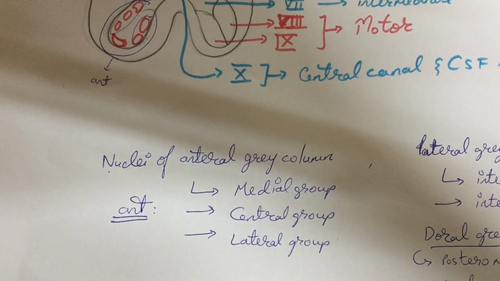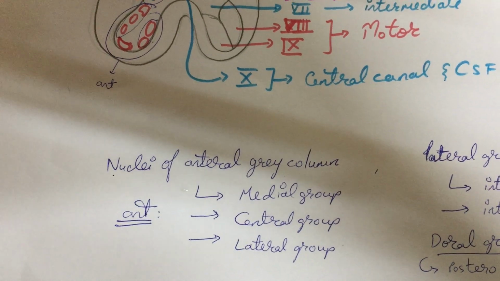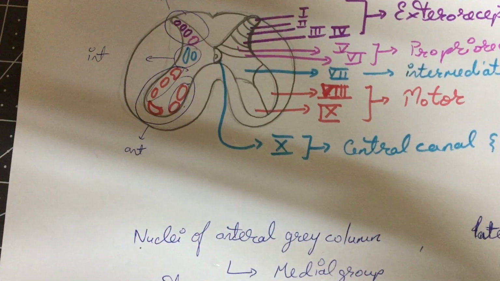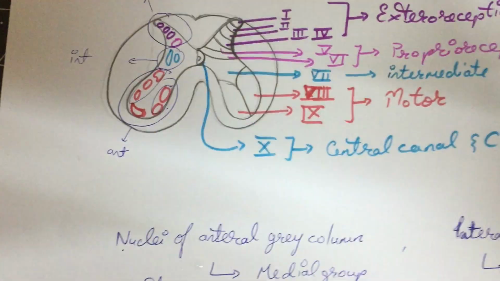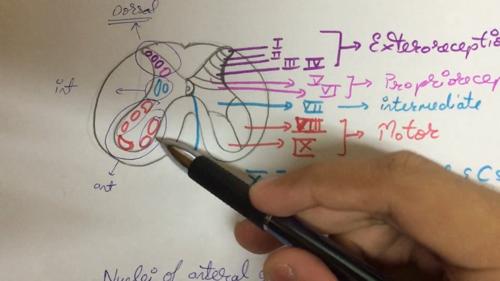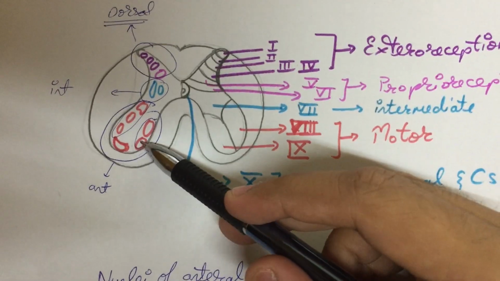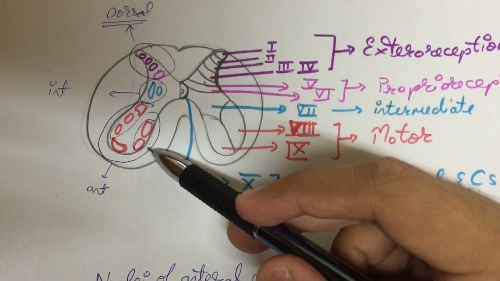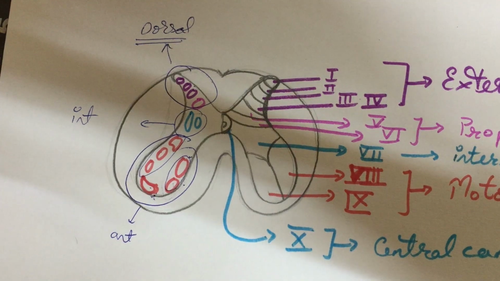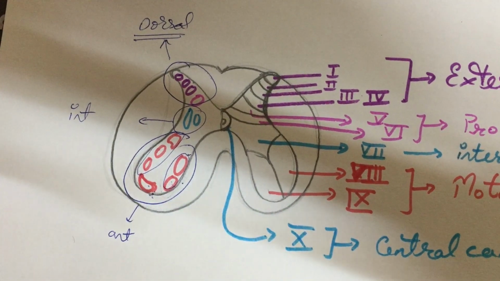The anterior grey column is essentially motor in function and has three groups: the medial group, the central group, and the lateral group. The medial group contains two nuclei, the ventromedial and the posteromedial. The medial group essentially controls the motor function of the axial skeleton, the ventral medial group that of the thorax, and the posterior medial group that of the abdomen. The central group essentially controls the motor activity of muscles like the diaphragm.